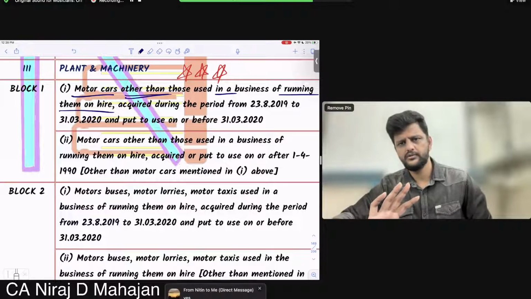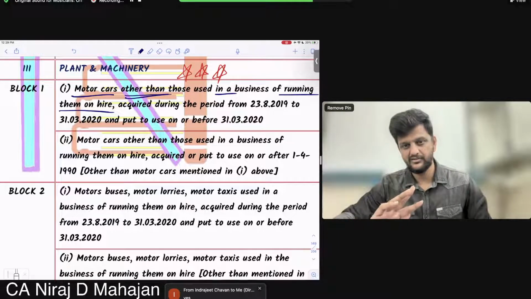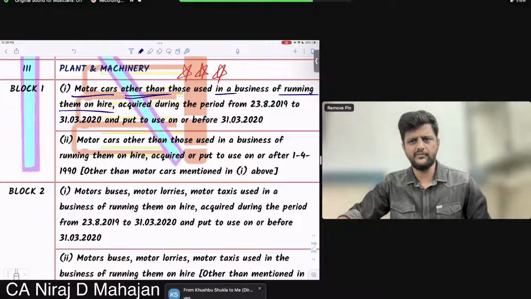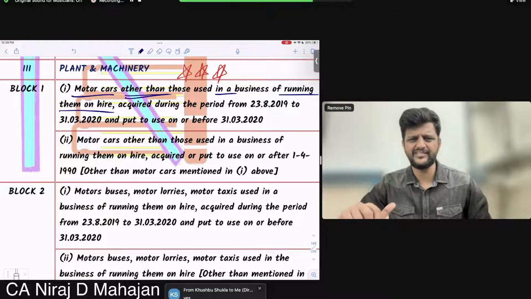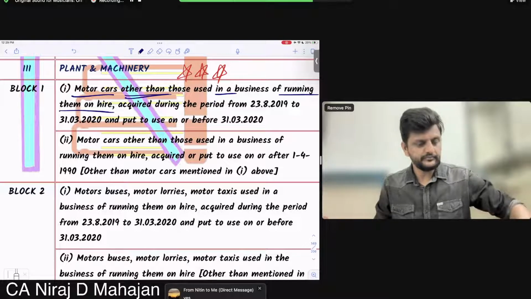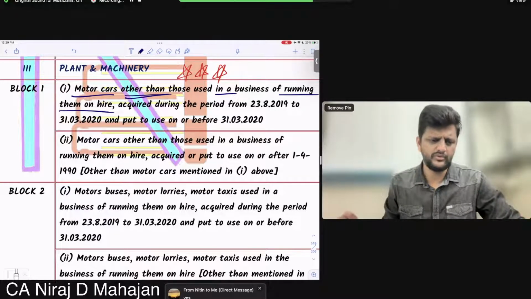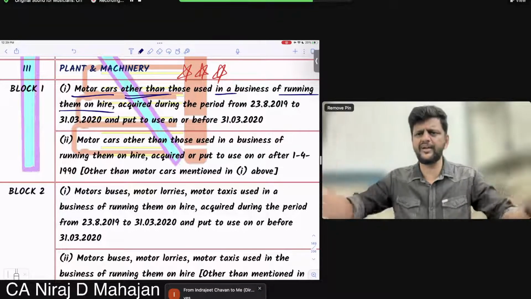8 rupees, 10 rupees, 12 rupees per kilometer you might have taken. I want to go to Goa. I'll take it on rent per day basis, 300 kilometer minimum per day. You might have heard of this. So that business, which business? Tours and travels. Their main work is giving the motor vehicle on rent.